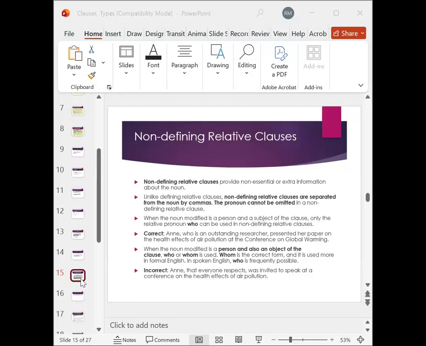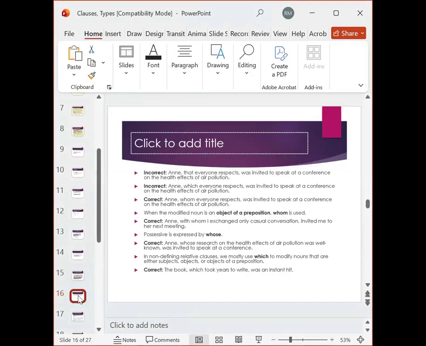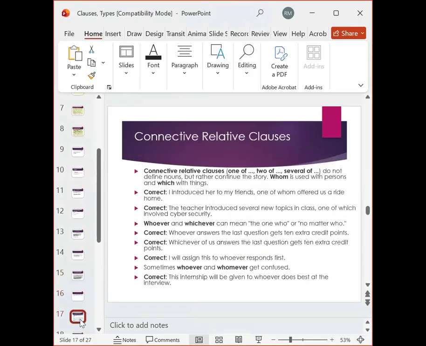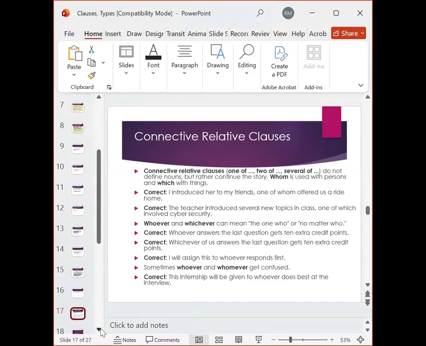Which is for inanimate objects, and that can replace who or whom when we are referring to a group or indefinite people, like everyone, all, etc. So let's have that in mind so that when we write or speak, we will know what relative pronoun to use. On slides 15 and 16 you can pay attention to.